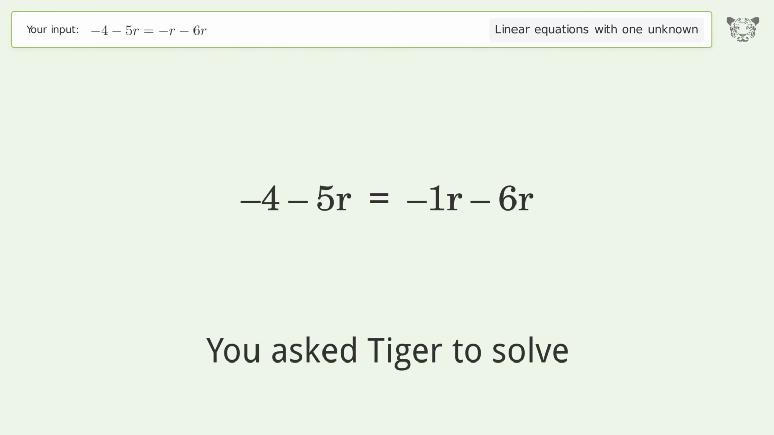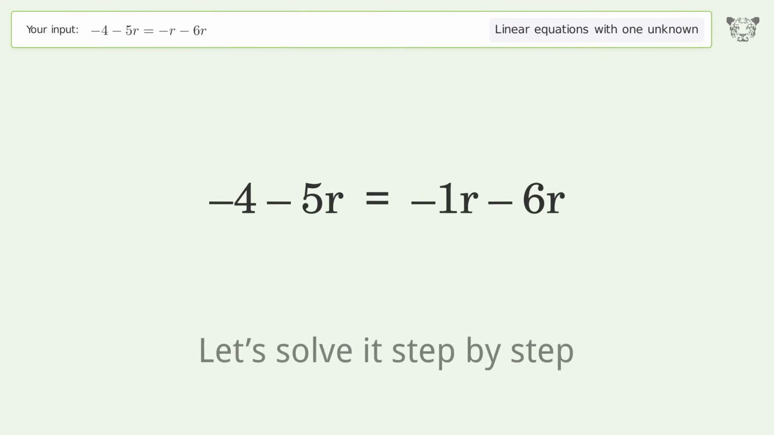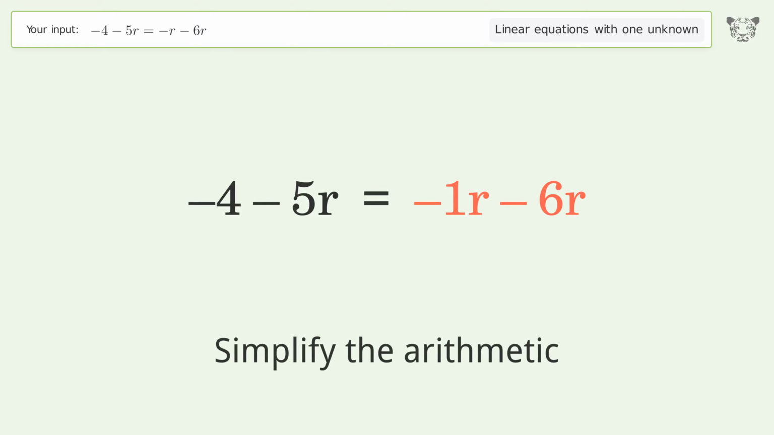You ask Tiger to solve. This deals with linear equations with one unknown. The final result is r equals 2. Let's solve it step by step. Simplify the expression. Simplify the arithmetic.